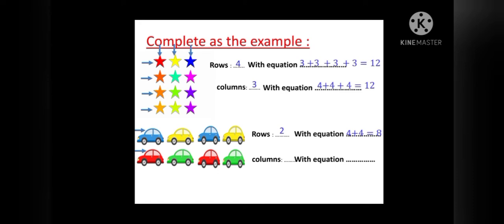Now I use the column. The column is standing. Count with me. 1, 2, 3, 4. I write 4. With equation, ask yourself, in each column how many? Has 2. So I make 2 plus 2 plus 2 plus 2, 4 times. And 2 plus 2 give me 4. 4 plus 2 give me 6. Then 6 plus 2 give me 8.